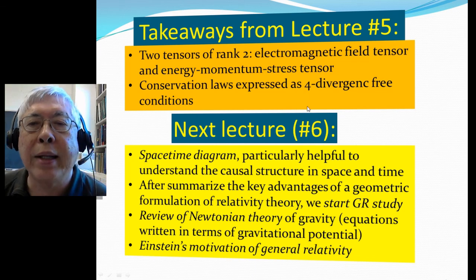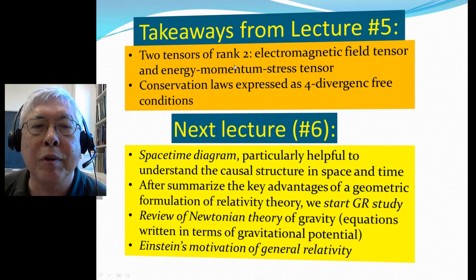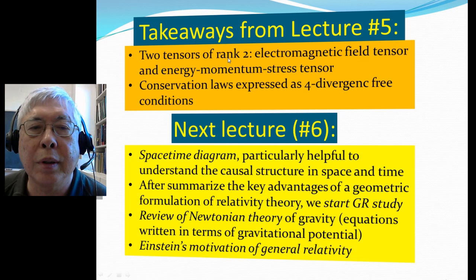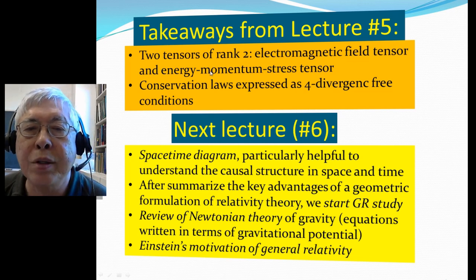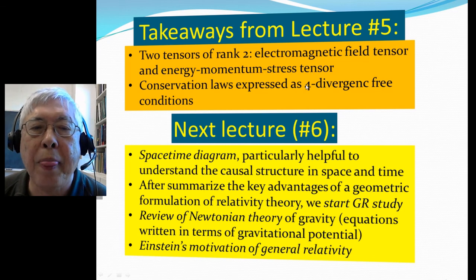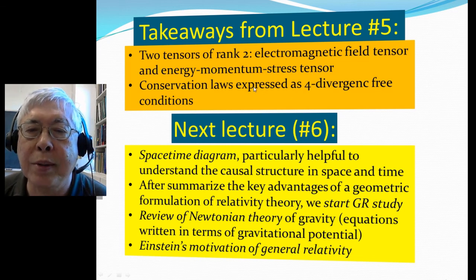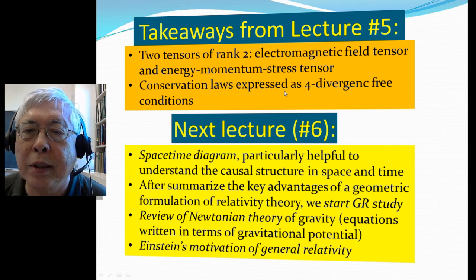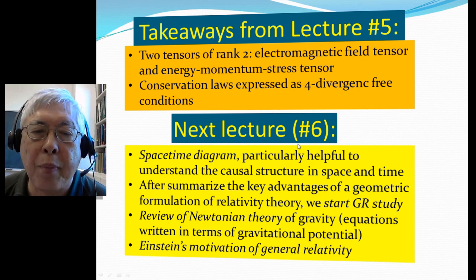Now, at the end of lecture 5, I remind you we talked about two rank 2 tensors, the electromagnetic field tensor F mu nu and the energy momentum stress tensor T mu nu, and also that the conservation law can be expressed as a four-divergence-free condition. For example, for the simple current, the four-divergence of the current equals 0, and for energy momentum conservation, simply T mu nu has no divergence.